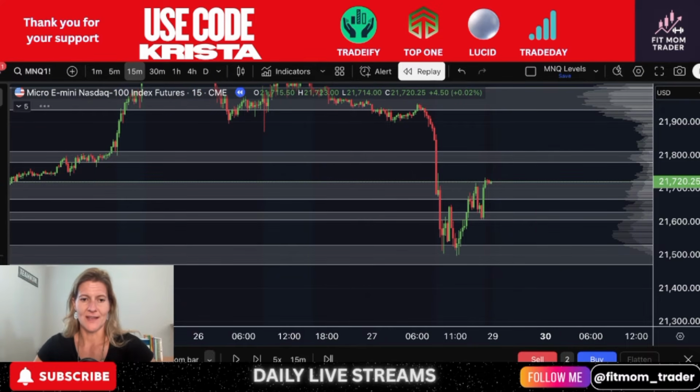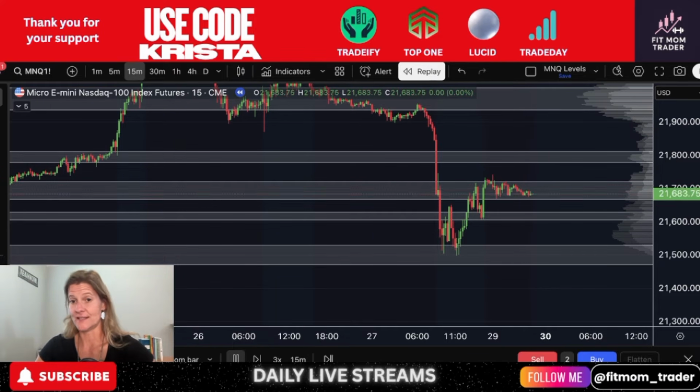All right, so let's start this replay and see how it reacts, see how well we did on marking off our levels. So chopping around in this region right here, which is typical, it's deciding if it wants to find support or resistance here. Looks like it's fallen below a little bit.